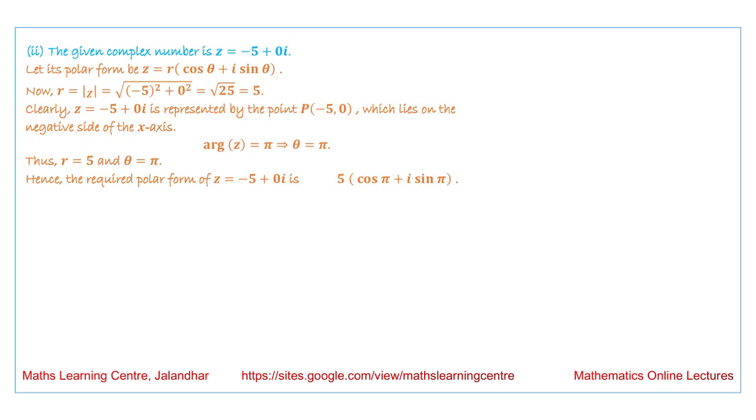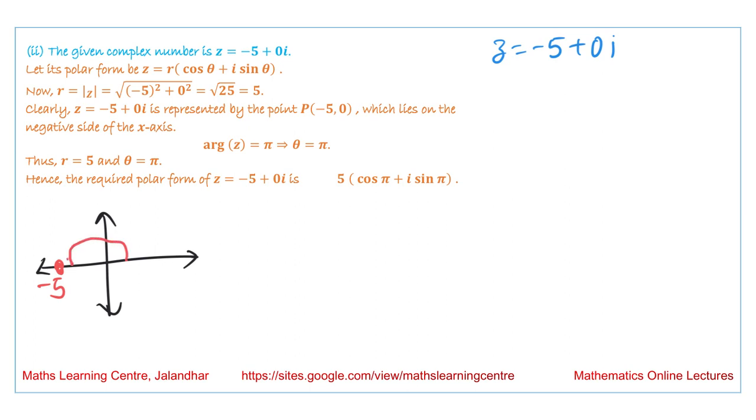Next is to write the complex number. Z is equal to minus 5 plus 0 iota. Now if we try to plot this number, it lies over here, it is minus 5. So the angle it is making over here is equal to pi.